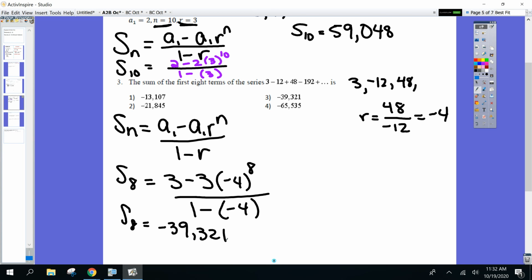39,321. Choice 3. If you can't get that, stop me, guys. It's not a big deal. I'll help you on your calculator. Little piece of work. Guys got questions? Not too bad so far? I'll let you guys finish up. I know some of you guys are still on your calculator.